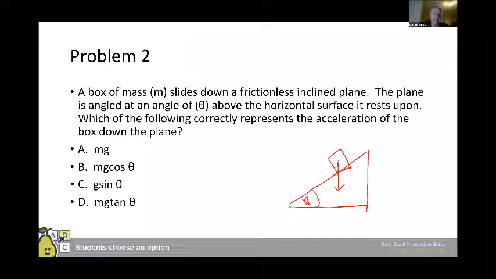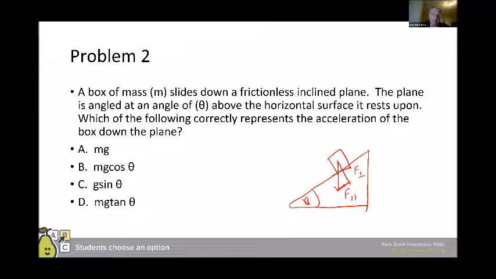But in this case, I'm going to need to break that into components. I'm going to break it into one component that's perpendicular to the surface, that'll be like the normal force, and one that's parallel to the surface, like so. I'm going to label that one F parallel, and this one F perpendicular for right now.